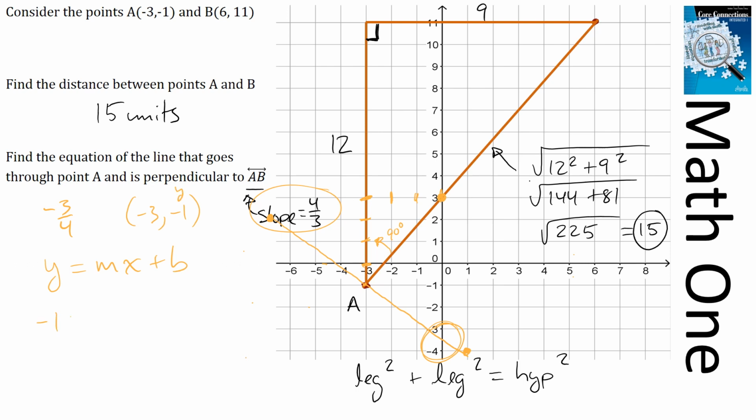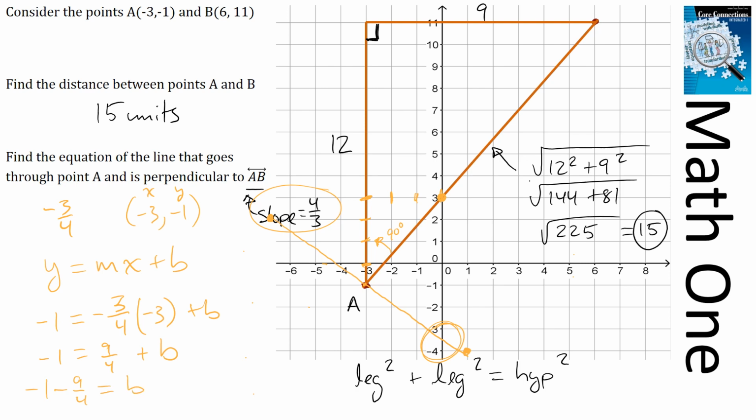So I'll write -1 equals a slope of -3/4, and then I'm going to multiply that by my x value, which is -3, and then add b. So I have here -1 is equal to 9/4, positive 9/4, plus b. So in order to find b, what I need to do to both sides is subtract the number 9/4. So I can write -1 minus 9/4, and it turns out that's what b is.